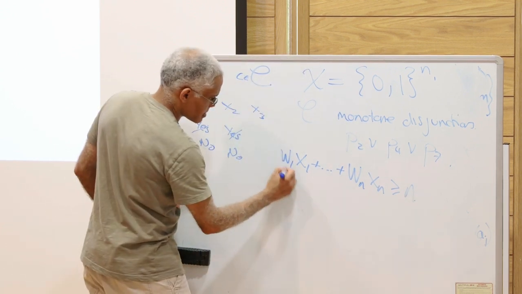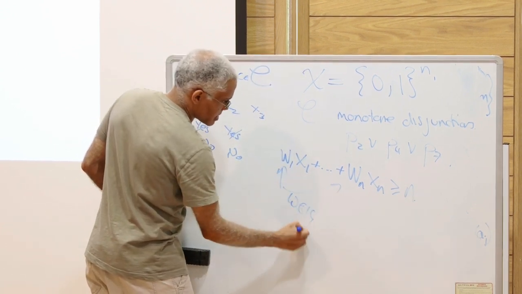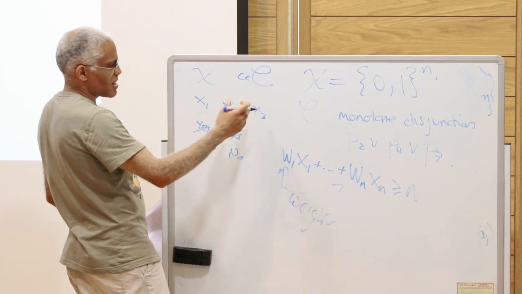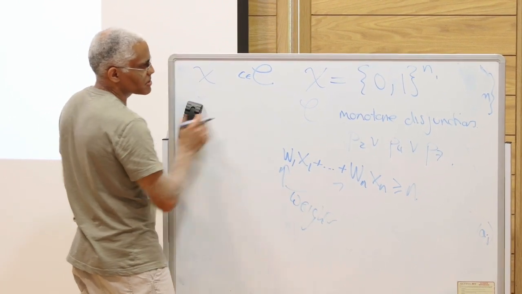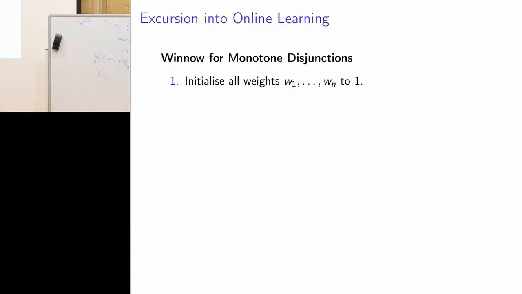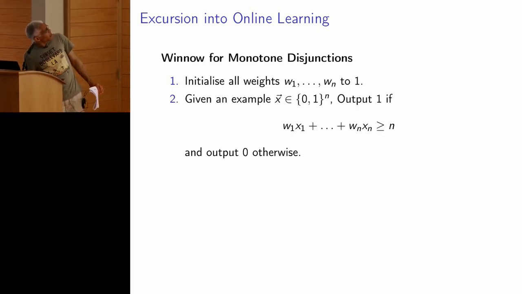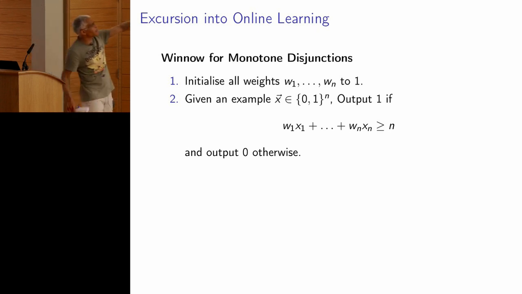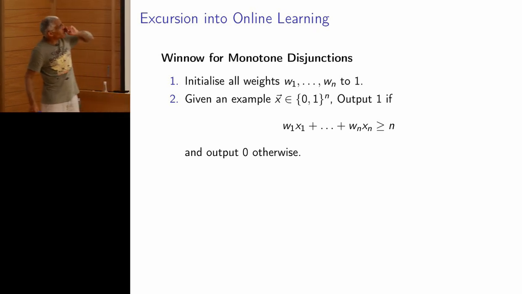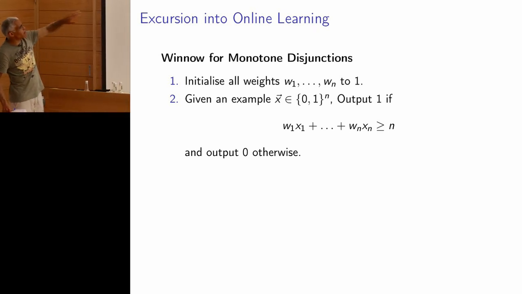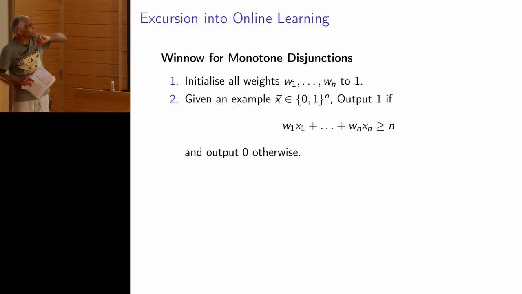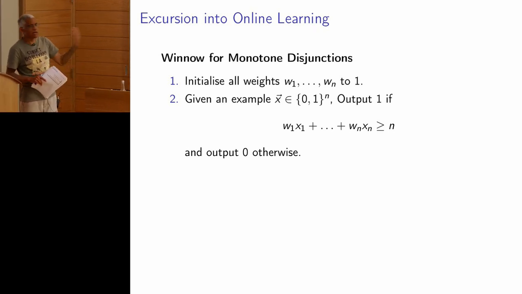And these are weights. So these x_i are determined by the example; our input space is {0,1} vectors in n dimensions. And so we're given the example, which is a 0,1 vector in n dimensions. All our weights are initialized to 1, and we output 1 if the following linear sum is greater or equal to n. So we say this is a positive example, and we say it's a negative example otherwise.